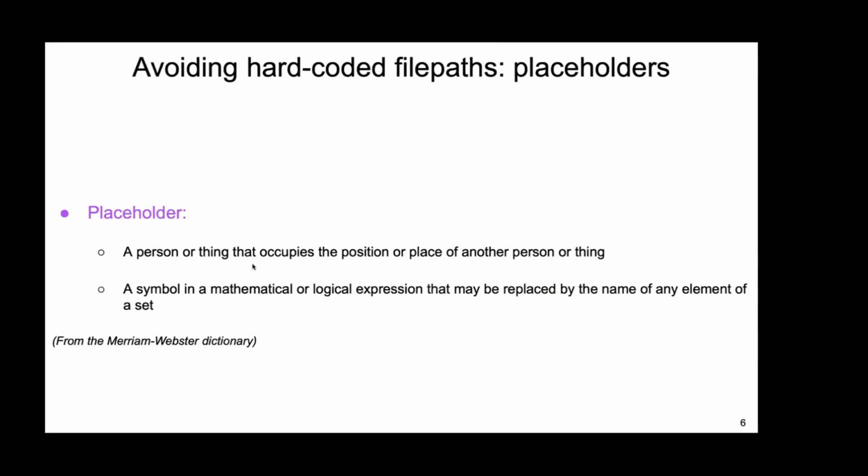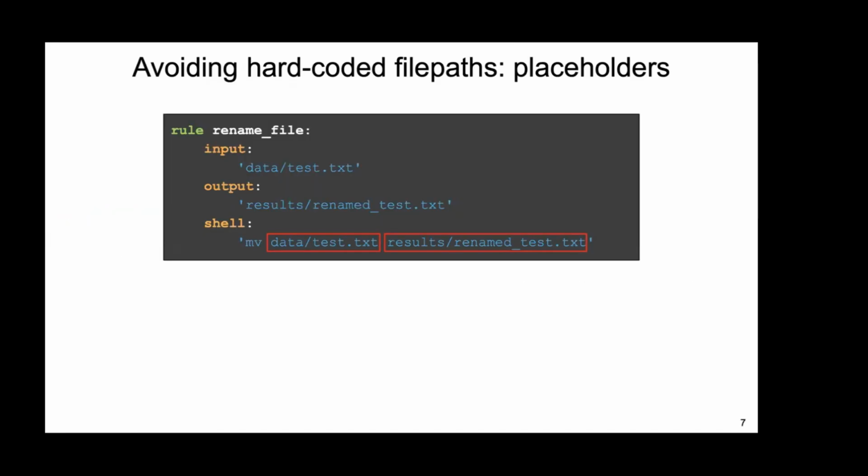Placeholders are going to be noted in the code that we show in the slides as purple, just so that we keep the color code. And from the Merriam-Webster dictionary, they are defined in two different ways. One is a person or a thing that occupies the position or place of another person or thing. A bit more of a mathematical definition would be a symbol in a mathematical or logical expression that can be replaced by the name of any element of a set. In the end, what matters is that, as I said, we have paths that are hard-coded, for example, in this case, in the shell directive, and we want to avoid having these strings and have a way that is more robust to changes in the code.